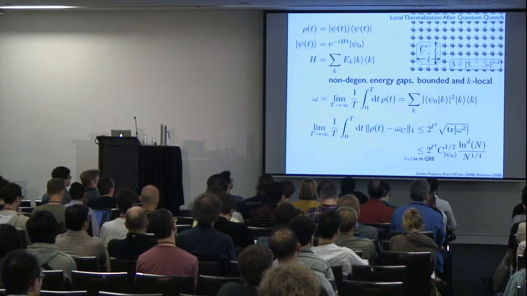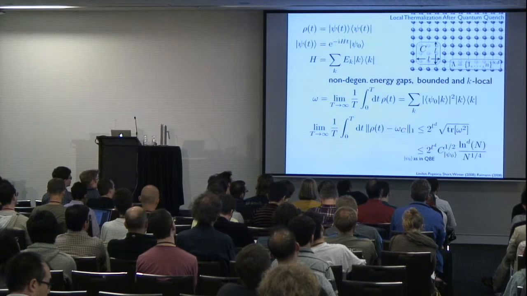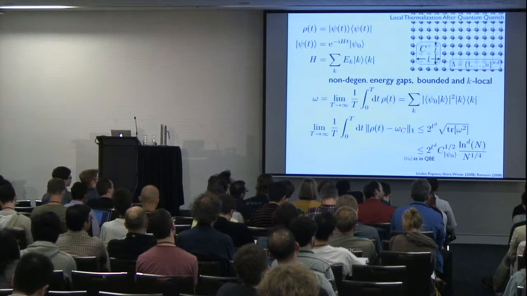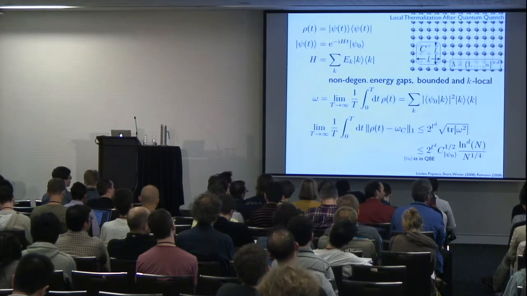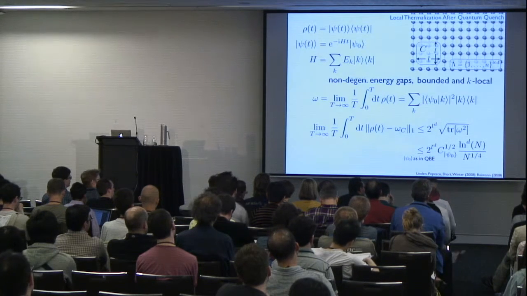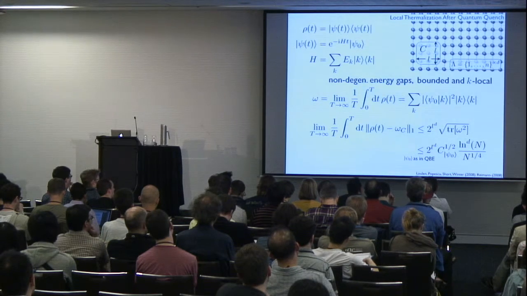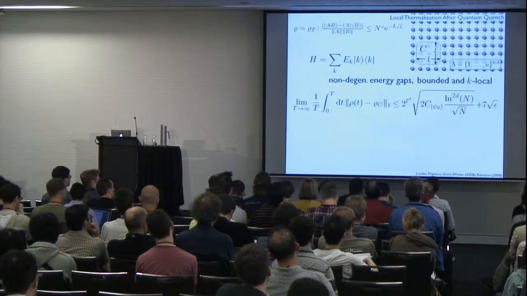Okay, and then this doesn't answer the question whether this state is actually thermal. It just tells you that for most times, locally the state will look like this equilibrium state. It doesn't answer the question whether this equilibrium state is actually locally close to a thermal state.